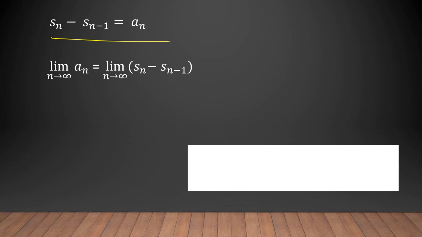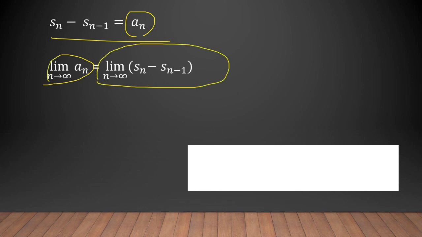Okay, so let us get the limit of an. When we get the limit of an, it would also mean that we get the limit of Sn minus Sn minus 1. Then we can separate the two quantities. So we have the limit of Sn and then the limit of Sn minus 1 as n approaches positive infinity.